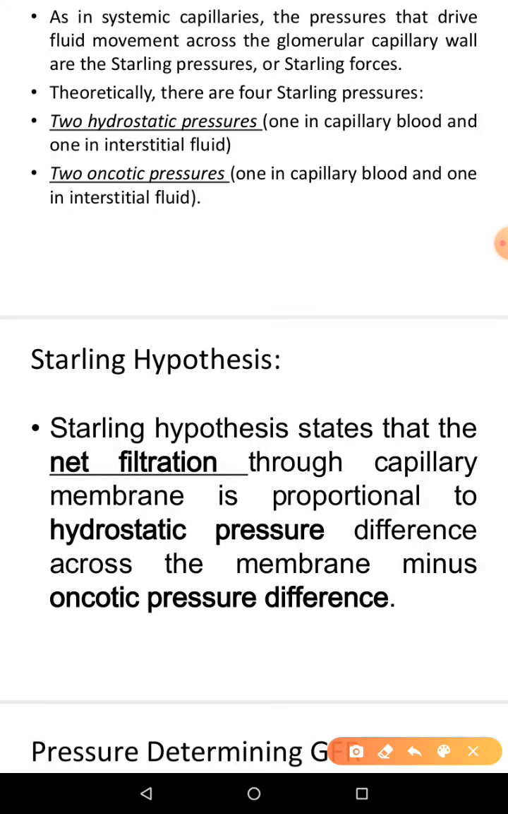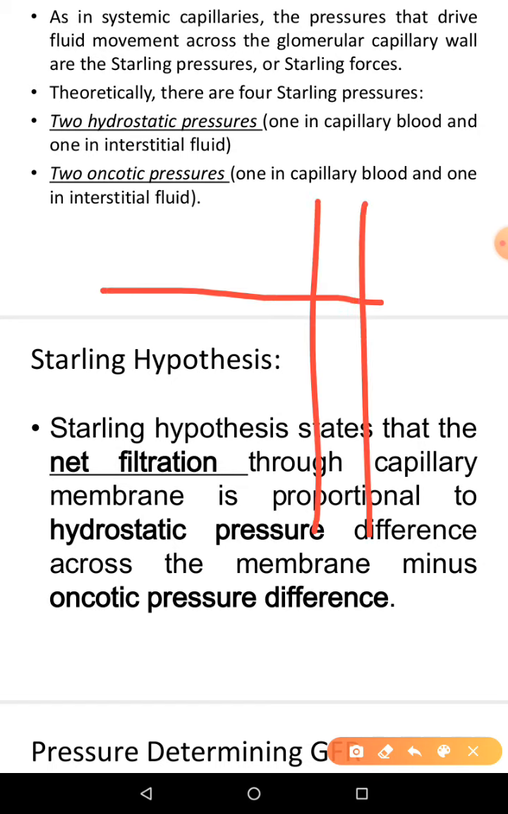So what does the Starling hypothesis state? The Starling hypothesis states that the net filtration through the capillary membrane is proportional to the hydrostatic pressure difference across the membrane minus oncotic pressure. This is a filtration barrier. We want the fluid to penetrate this filtration barrier.